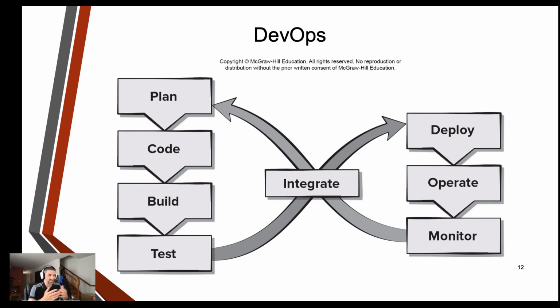All right, DevOps. So DevOps is going to combine development and operations and apply agile and lean development principles across the entire software development supply chain. Okay, so here's a little story for you.